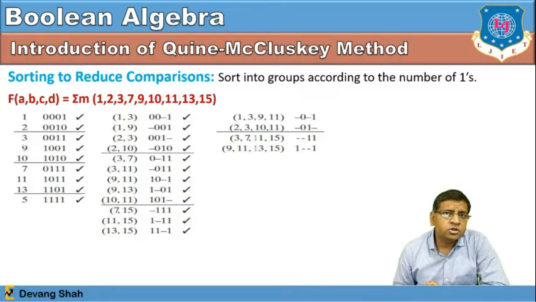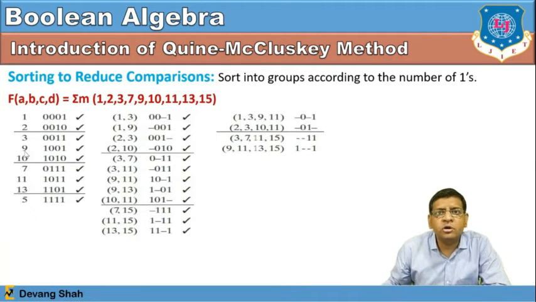Again, for the reduction by comparison, we sort the groups in accordance with the number of ones. So you have a function of 1, 2, 3, 7, 9, 10, 11, 13 and 15. You put 1, 2, then 3, 9, 10, then 7, 11, 13, and the last one is 15, right? So here you are going to compare 1 with 3, so the difference is 2. 1 with 9, the difference is 8, but not possible with 1 and 10, because the difference is 9.